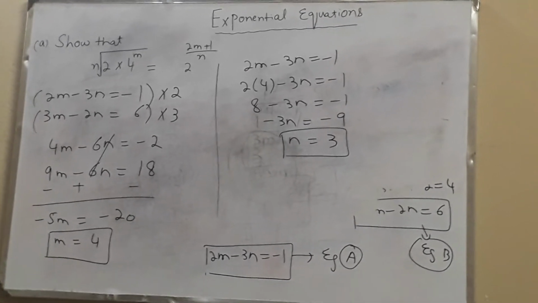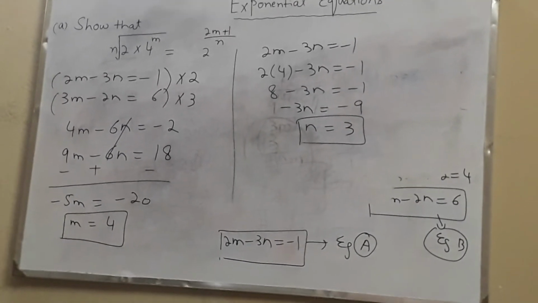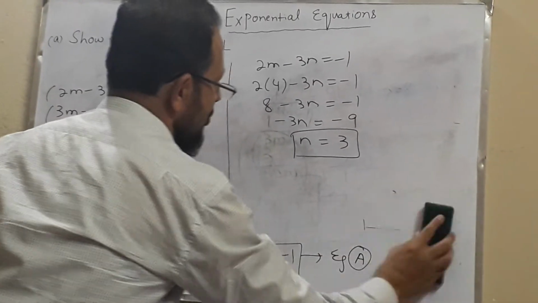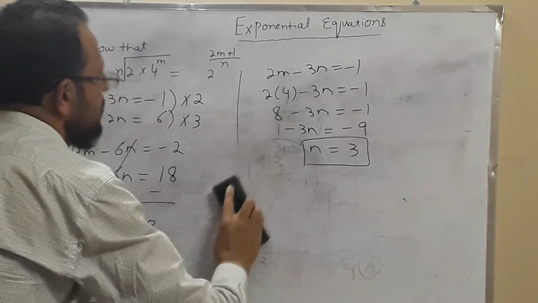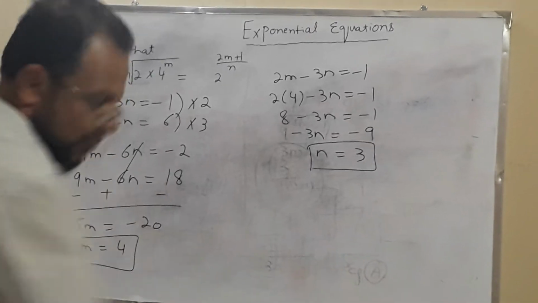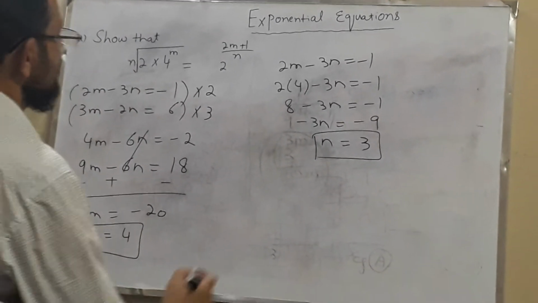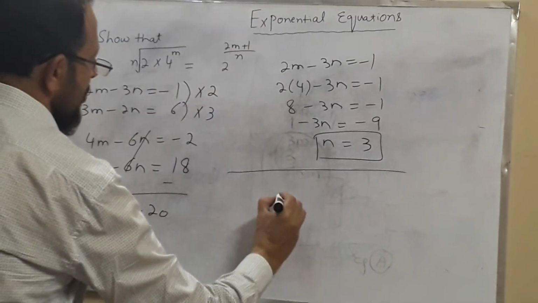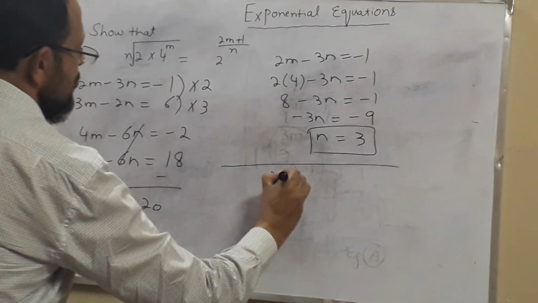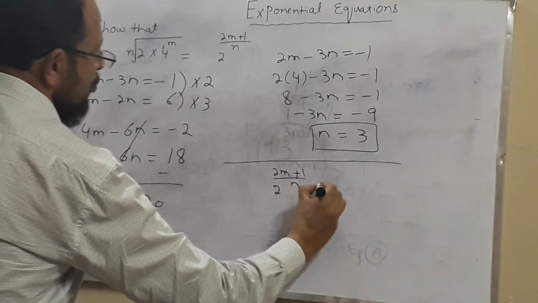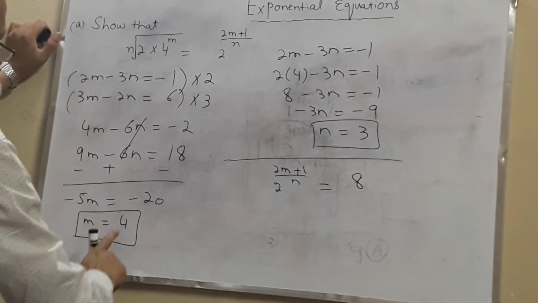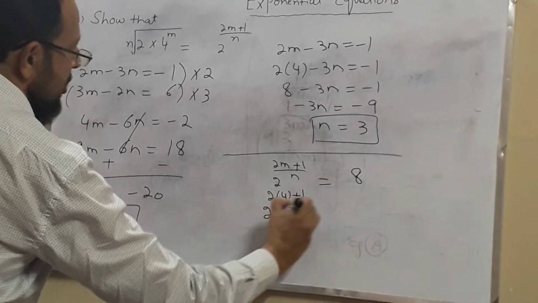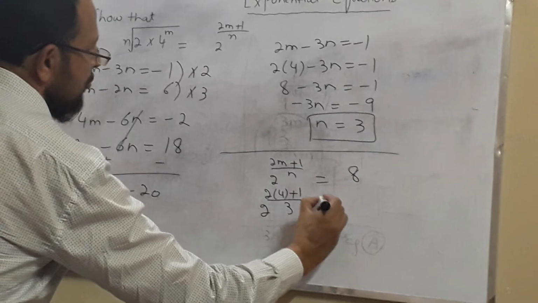How do we know that the values that we obtained are correct or incorrect? Let's make a check of these values. So now I'm going to show you a check of these values. Okay. So in order to make a check, let's use these values and put them in equation 1. So equation 1 was 2 raised to the power 2m plus 1 over n, which was equal to 8. Let's put the value m is equal to 4. So 2 into 4 plus 1, and the value of n is 3.